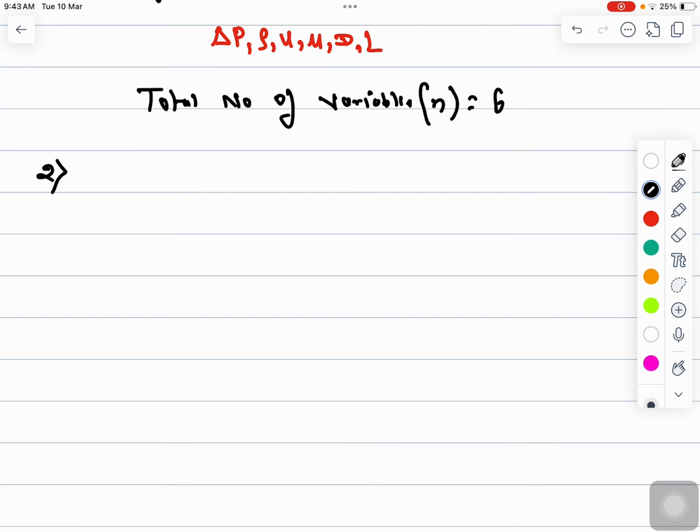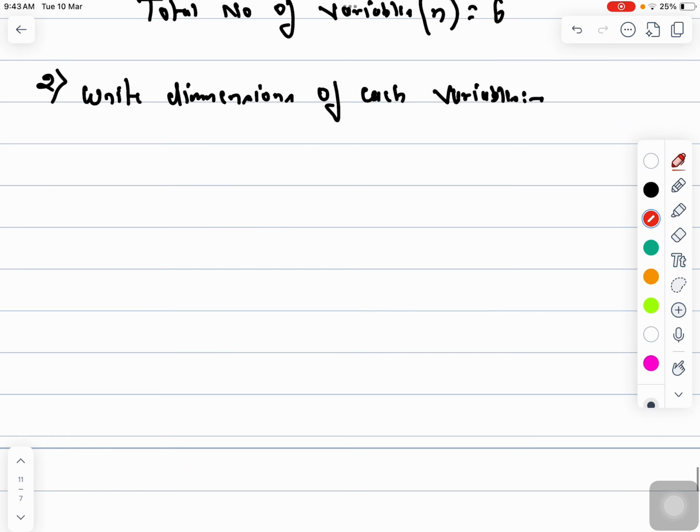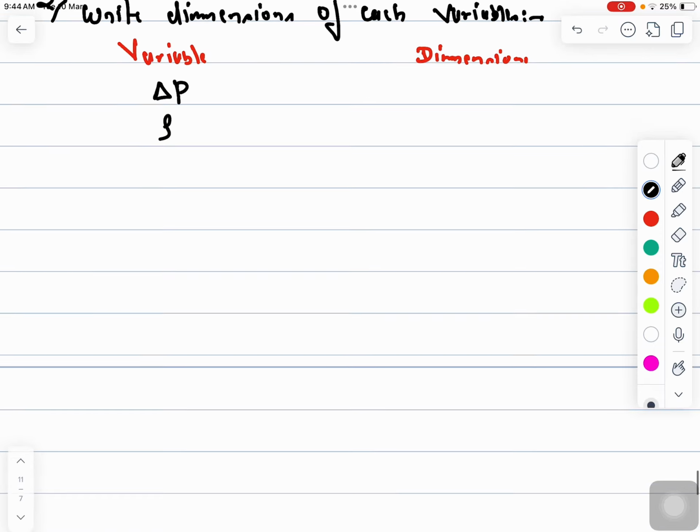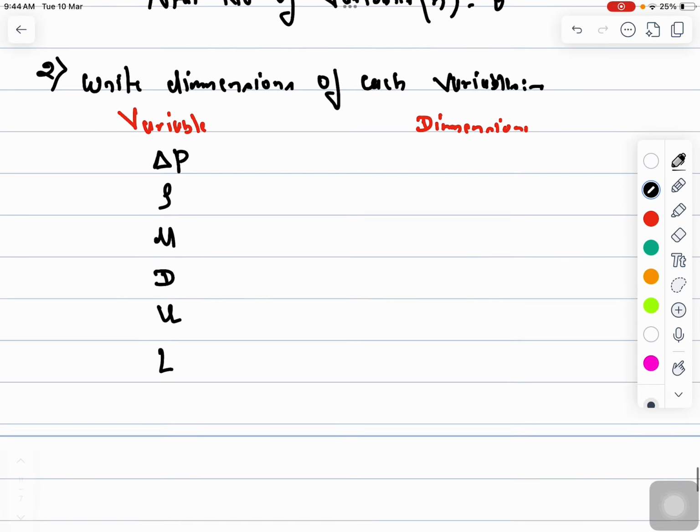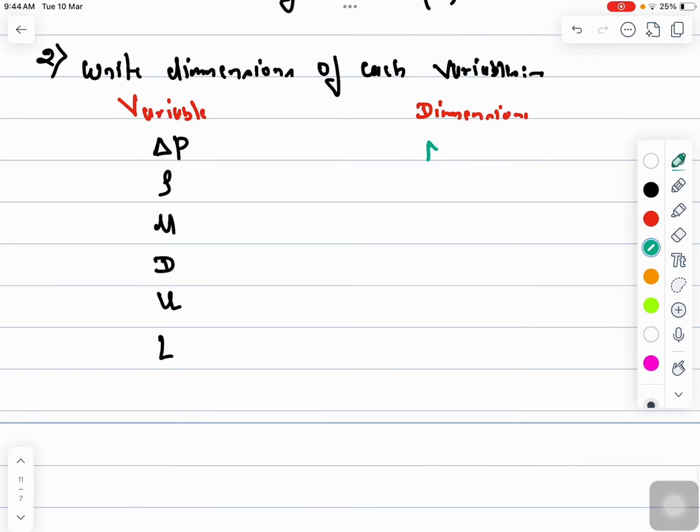So you need to write each variable. So let's try to make a table. Let's say this one is your variable, and then there is a dimension. So the variables will be your pressure drop, density, viscosity, diameter, velocity, and the length. So the unit dimension of pressure drop you can write is M L minus 1 T minus 2.